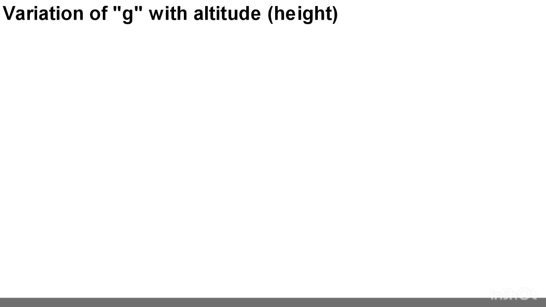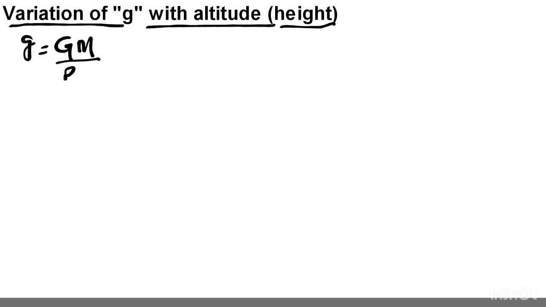This is the video about the variation of acceleration due to gravity with altitude. In my previous videos, we have seen that the acceleration due to gravity is given by capital G, capital M by R square, where capital G is the universal gravitational constant and M is mass of the earth and R is radius of the earth. By this we found the value of g as 9.8 meters per second square.